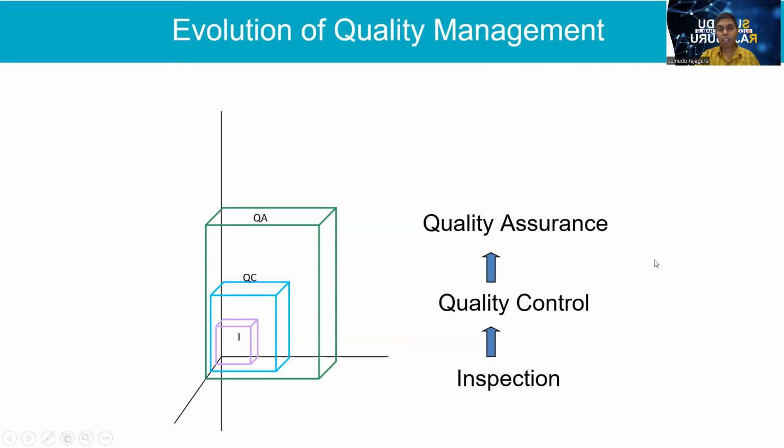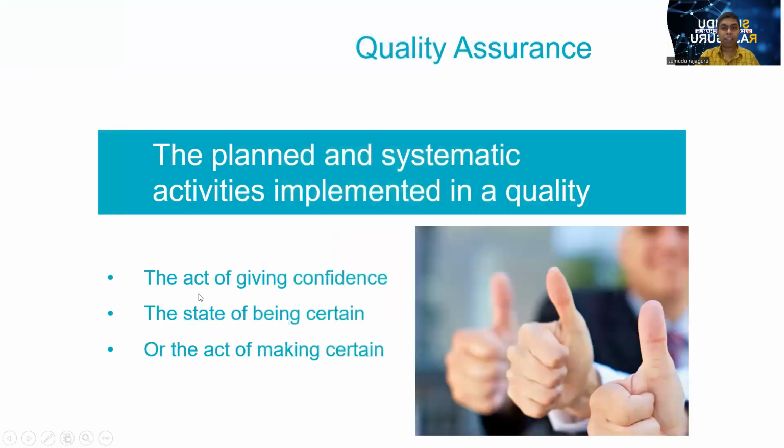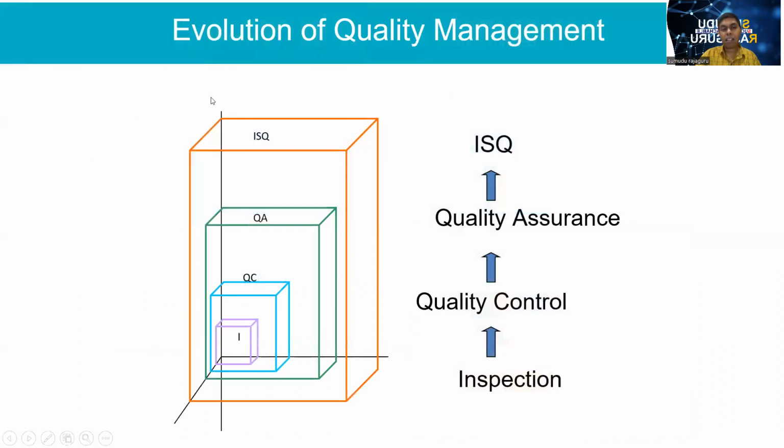Then they found another concept, which is a little bit related to quality assurance. Quality assurance is a planned and systematic set of activities implemented in quality: the act of giving confidence, the state of being certain, or the act of making certain. So as we discussed, the next concept came into account. It is called ISQ, which means in-station quality. Some organizations name this BIQ, that means built-in quality.